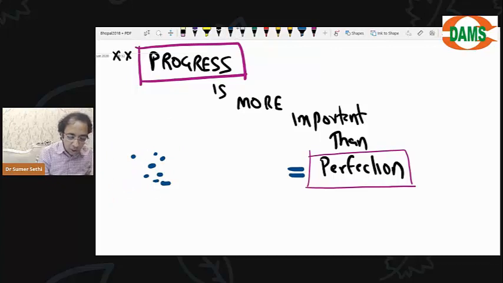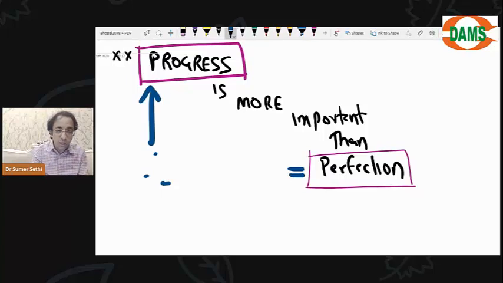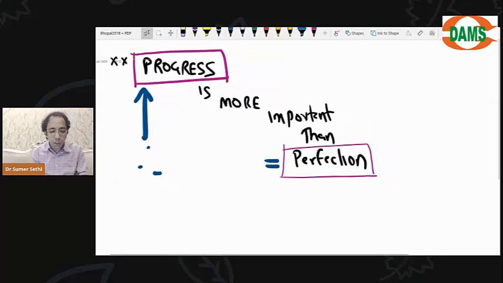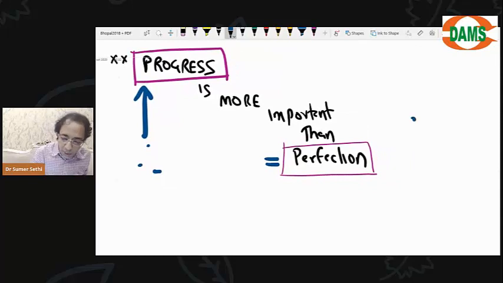So success is not a one-time event. It is a gradual process. The more you add, every day you are moving forward towards your success. So progress is more important than perfection. Very important key. Okay, so just keep thinking.